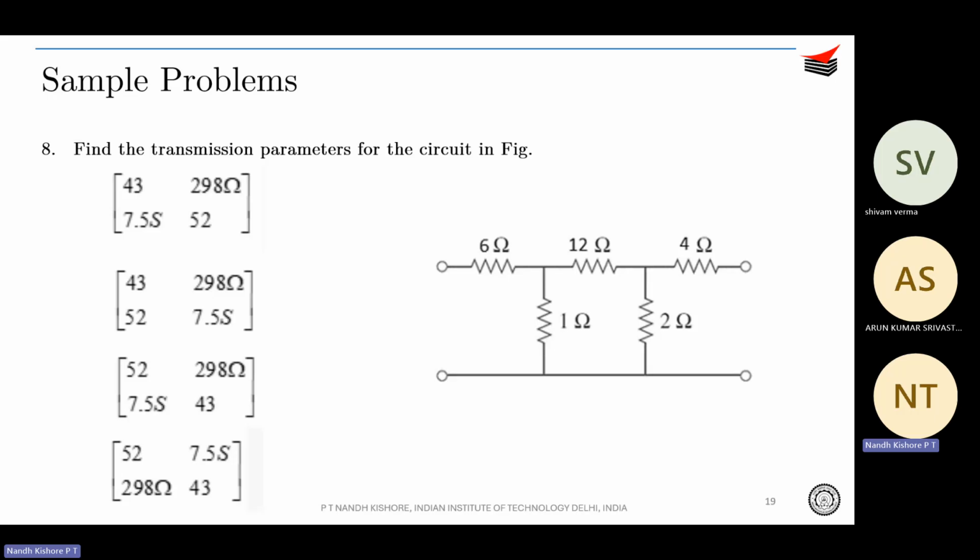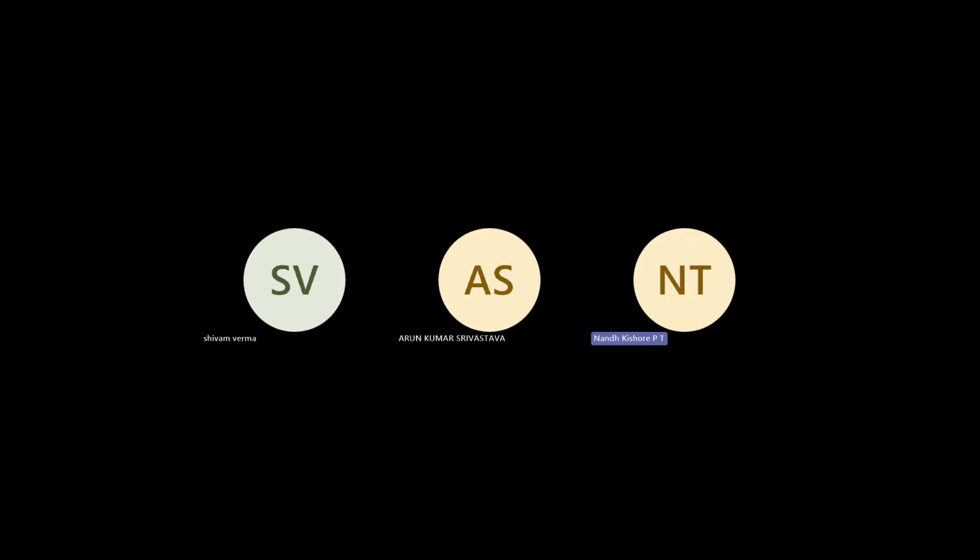Okay, so the next question is find the transmission parameters for the circuit in this figure, that is 6, 1, 12, 2, and 4. Okay, so we have to find the ABCD parameters. So how do we find this? What we can do is we can split the entire network into a number of matrices.